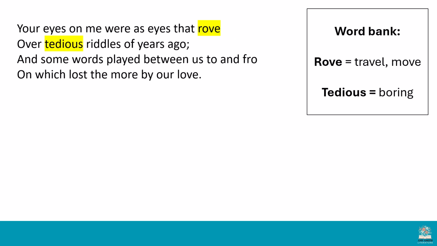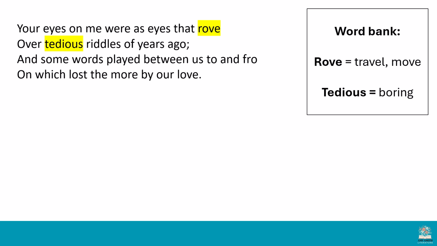In the second stanza, then, the speaker says that your eyes on me were as eyes that rove over tedious riddles of years ago. So he's talking to his ex-lover here. And she seems to be looking at him, but as she's looking at him, her eyes are moving. So rove means to travel or to move. So her eyes are moving around the place. She's not making direct eye contact with him, which is a clear sign that a relationship isn't going very well. She's not gazing lovingly into his eyes anymore.